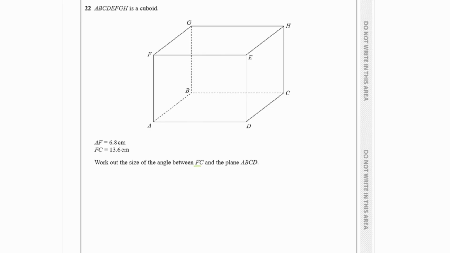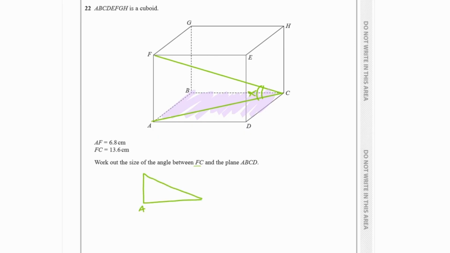So because we are working out the angle between FC and the plane ABCD, we are first going to draw a line going from F to C. And the second thing we are looking at is the plane ABCD. And because we're looking for the angle between FC and this plane, we are going to draw a line going across from C, because that is the point where FC meets the plane. And we're going to do a line going across to A. So this shows that this is the angle we are looking for, and we can call it X.